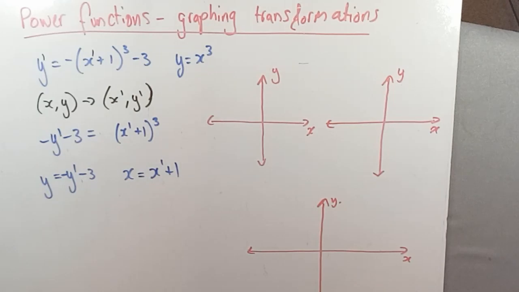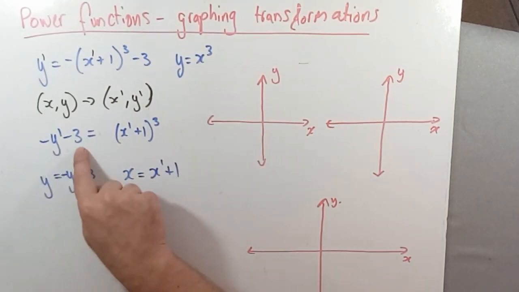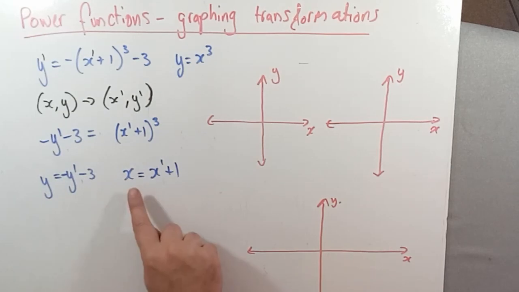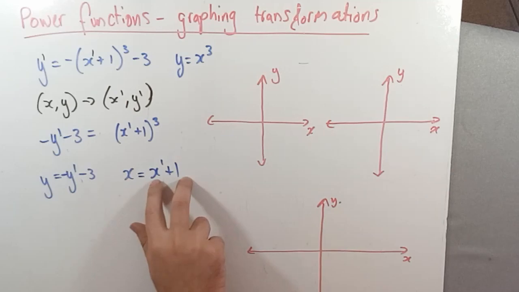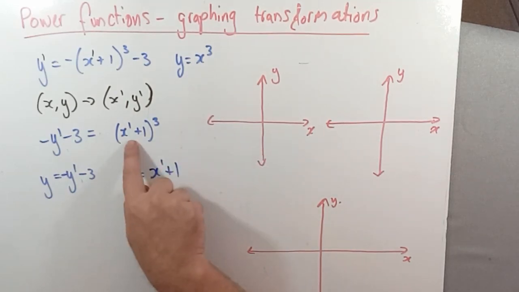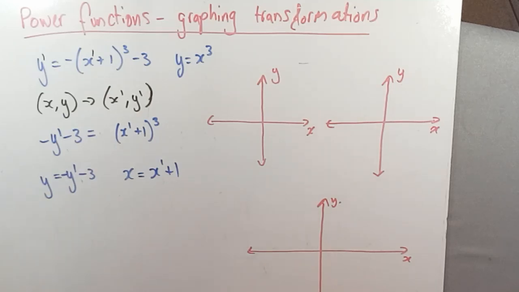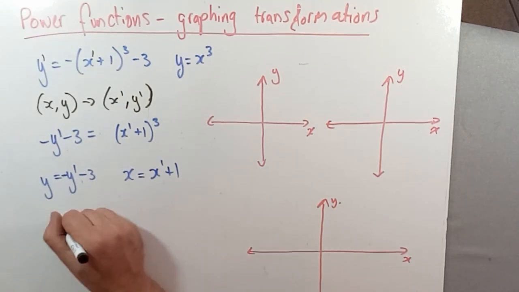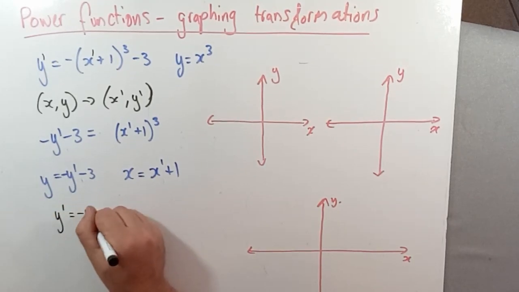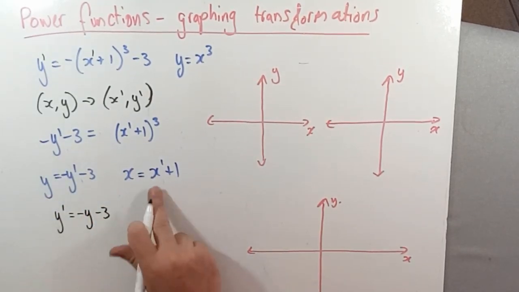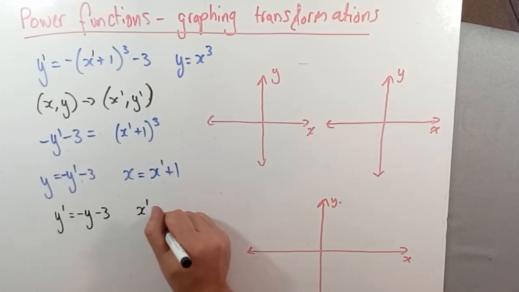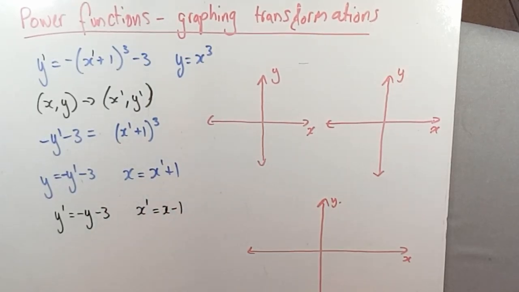Okay, so then that becomes that. So my y became negative y image minus 3. X became x image plus 1. Okay, so I can then rearrange for the images here. What do I get? I get the y image equals negative y minus 3, and my x image equals x minus 1.